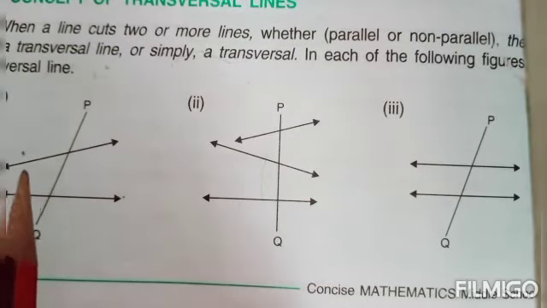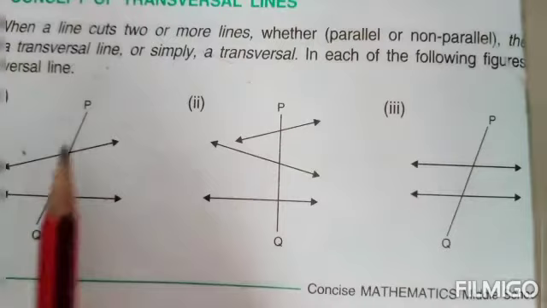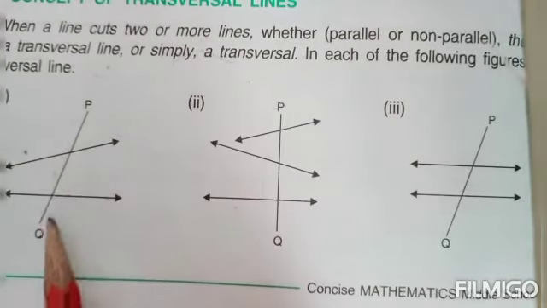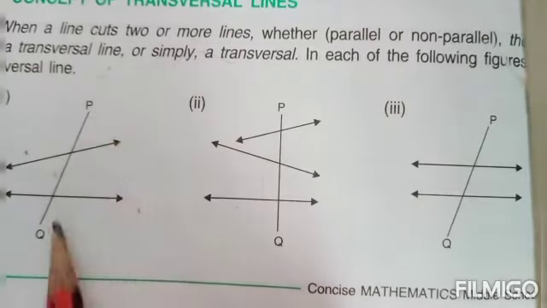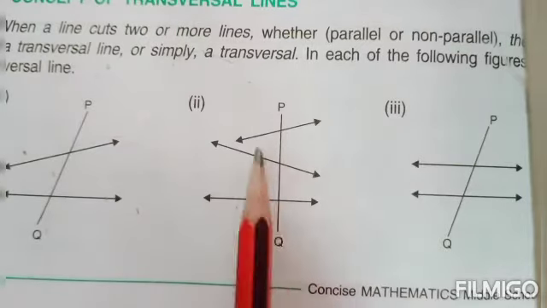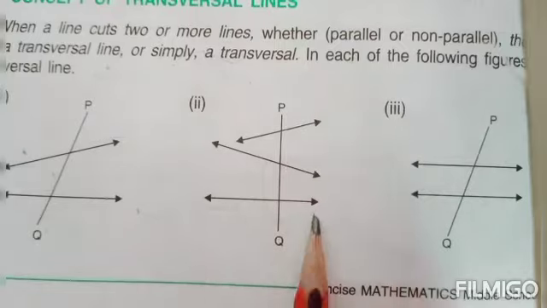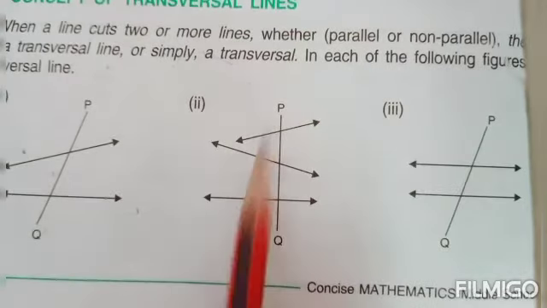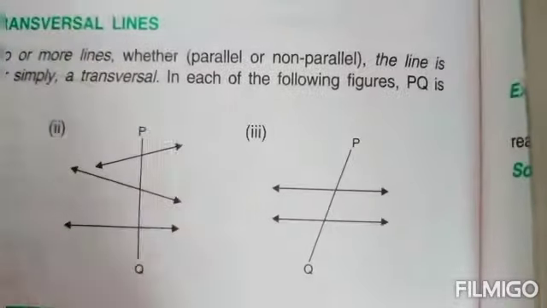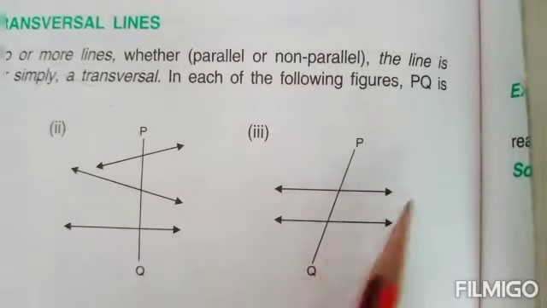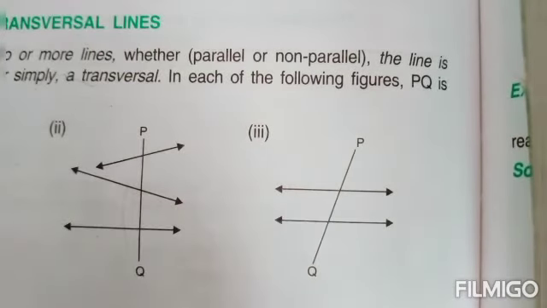So here in this diagram you can see this line PQ is cutting these two lines, so we can say PQ is a transversal. Here line PQ cuts three lines, so PQ is a transversal. Here also this line PQ cuts these two lines, so PQ is a transversal.